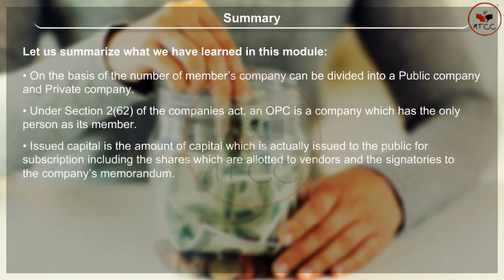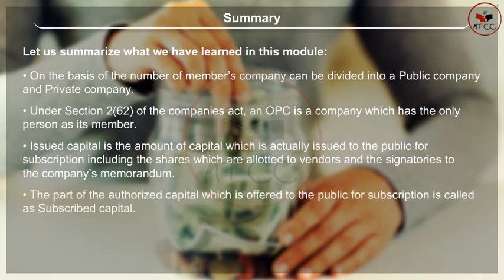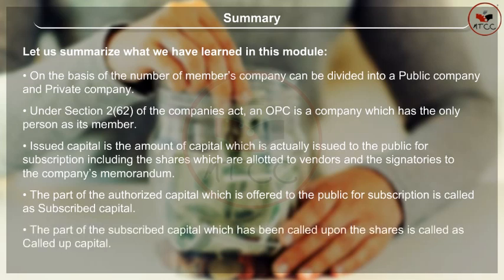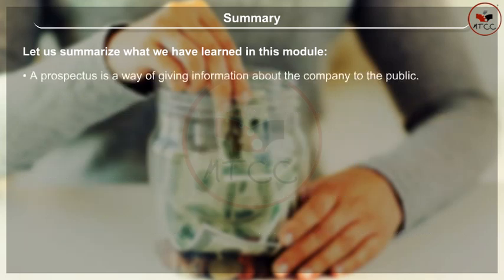Issued capital is the amount of capital which is actually issued to the public for subscription, including the shares which are allotted to vendors and the signatories to the company's memorandum. The part of the authorized capital which is offered to the public for subscription is called subscribed capital. The part of the subscribed capital which has been called upon the shares is called called up capital. A prospectus is a way of giving information about the company to the public.